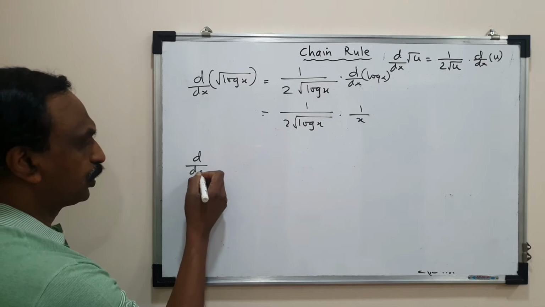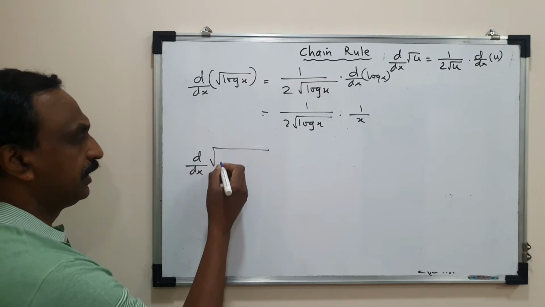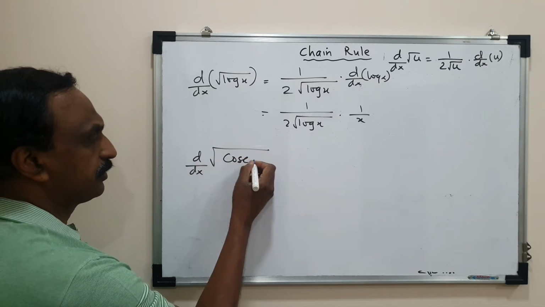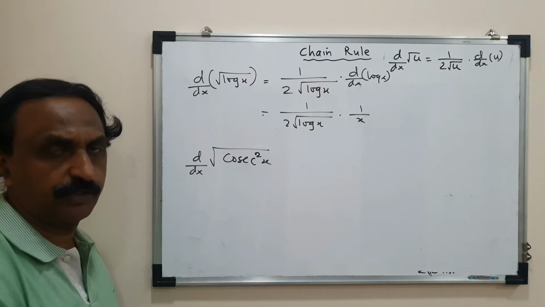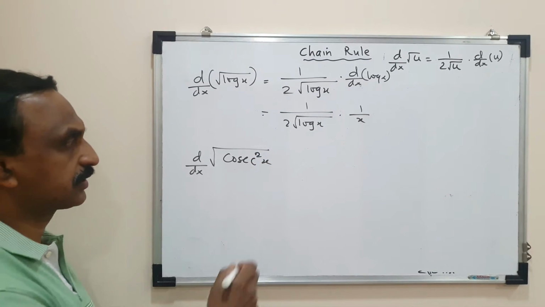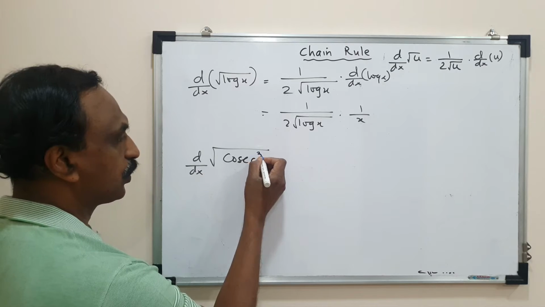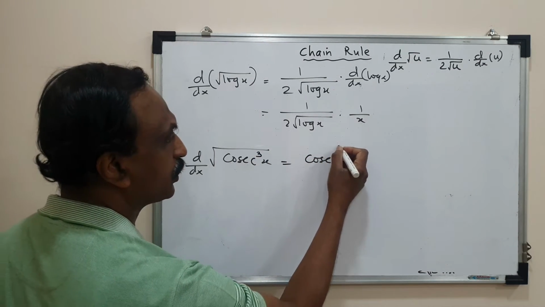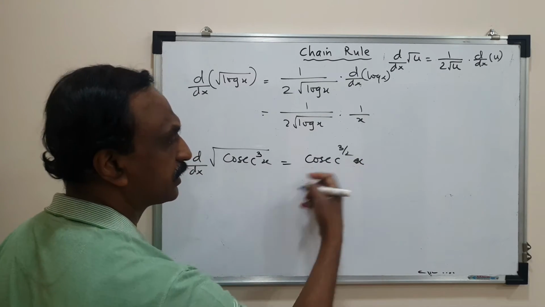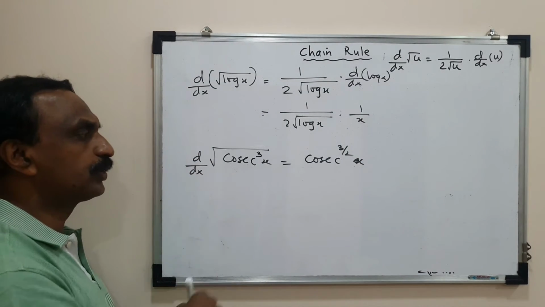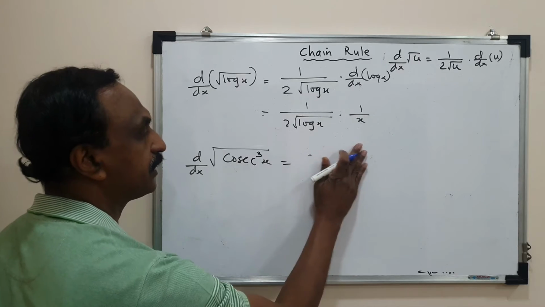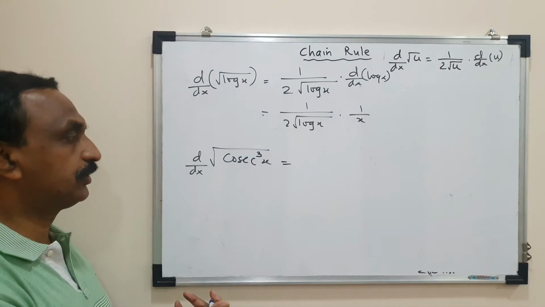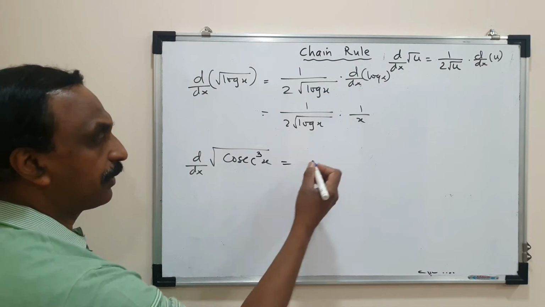D by dx of root of, let's say, cosec cube x. Derivative of cosec cube x, root of cosec cube x. Square means cube because it's already there. You can do one method: you can write cosec x raised to 3 by 2 and apply the formula. You can also apply this method. Whichever you feel convenient, you can do it. Just to teach you, I'm applying it.